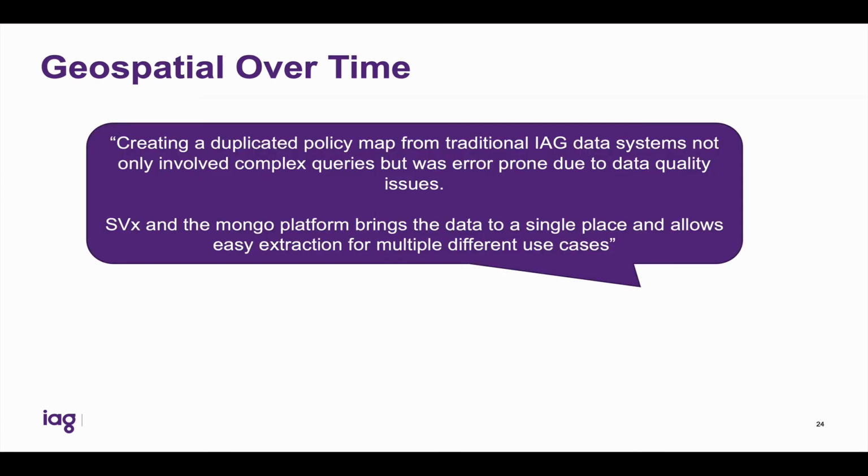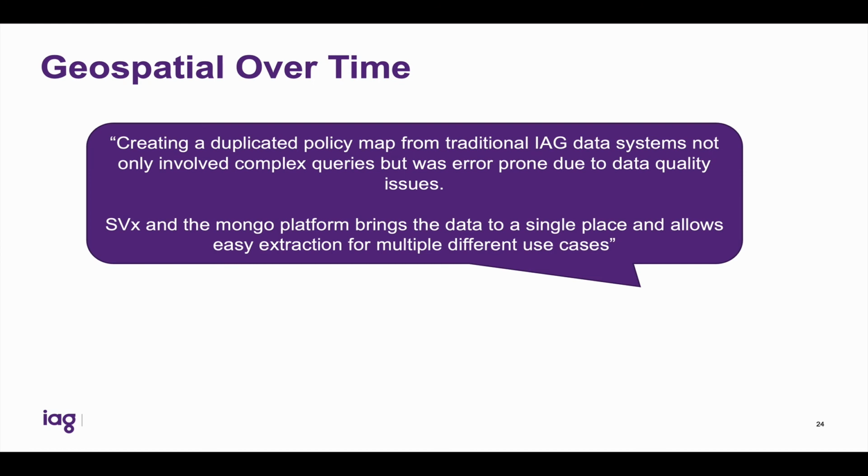So what we wanted to do is create a duplicated policy map from traditional IAG data systems. It not only involved complex queries, but it's very error prone due to the data quality issues. And because we've done all this deduplication and cleaning and getting all that information in one place, SVX and Mongo brings the power of that data in a single place and allows easy extraction for multiple different use cases. And importantly, it meant that that data was no longer siloed.